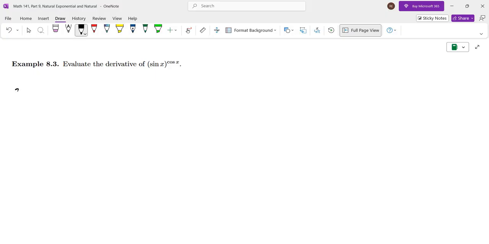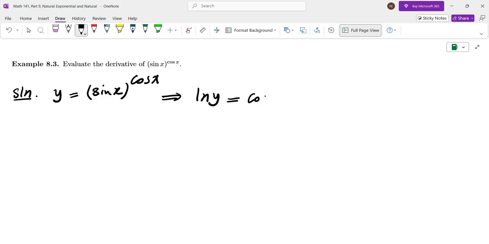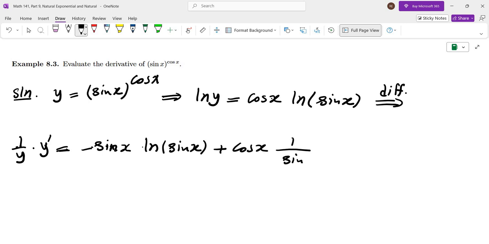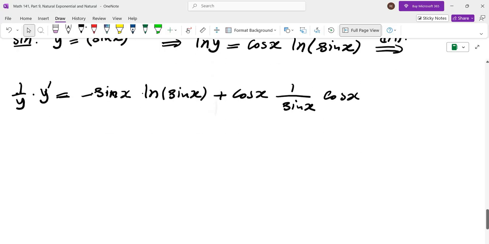Evaluate the derivative of this one. So we're going to set y equals sine of x to the power of cosine of x. I'm going to use logarithmic differentiation. So natural log of y would be cosine of x times natural log of sine of x. Then we are going to differentiate both sides. We get 1 over y times y prime using the chain rule. On the other side, we get negative sine x times natural log of sine x plus cosine of x times 1 over sine x times cosine of x.